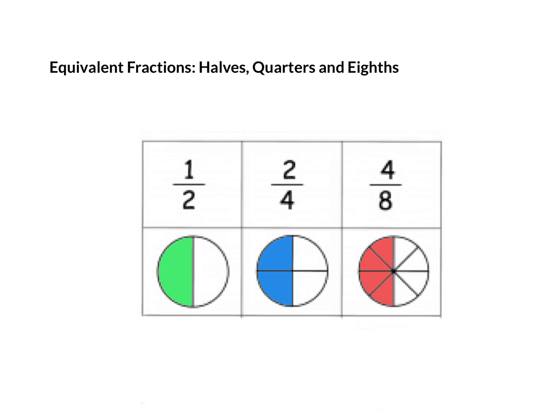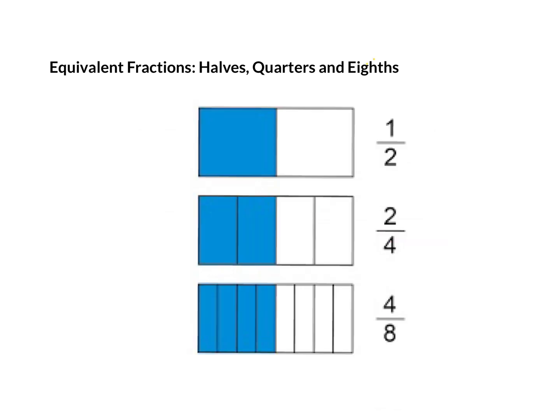Okay, so 2/4 is the same as a half, 4/8 is the same as a half. They're equivalent. If we continue this understanding of equivalence, and we know that equivalence means equal or the same, we can see that 1/2, or one of 2 equal parts, is the same as 2/4, is the same as 4/8.